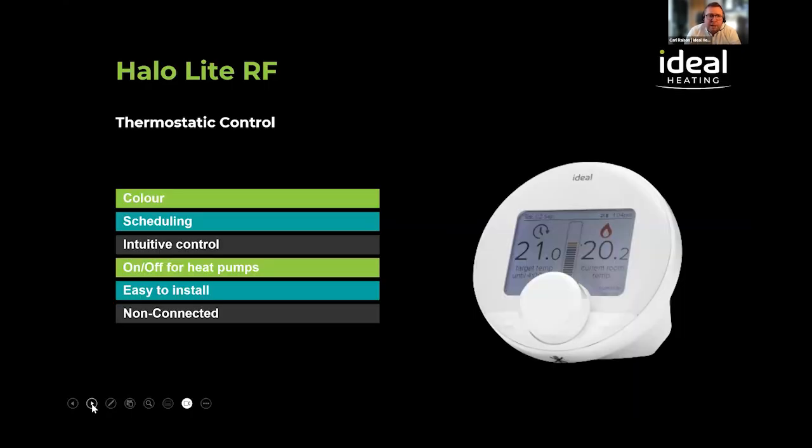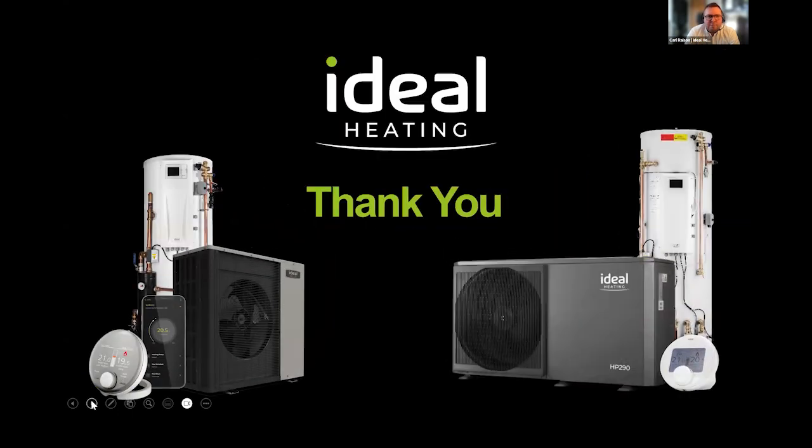Halo Light. Halo Light is predominantly the range of thermostats that we use for our natural gas boilers and LPG. It's had a software update to be able to cycle to 1 per hour, which suits air source heat pumps to ensure that they have full defrost cycles. It's got a color screen, scheduling, easy to install. This one's not connected to the Wi-Fi.